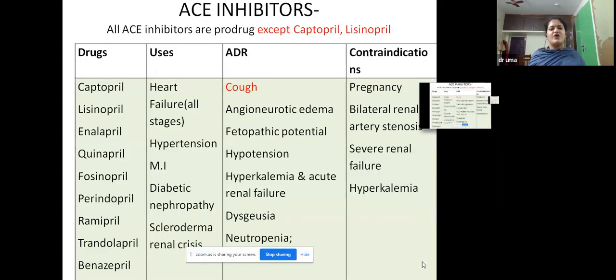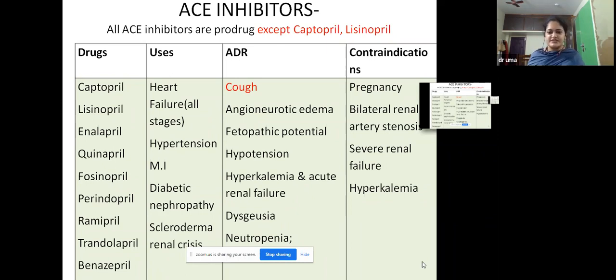And ACE inhibitors: all ACE inhibitors are prodrugs except captopril and lisinopril, CL. These drugs end with pril. They are used in heart failure, hypertension, myocardial infarction, diabetic nephropathy, and scleroderma renal crisis. The main adverse effect is cough as a side effect. Angioneurotic edema occurs because of the raised bradykinin levels. Icatibant, a bradykinin antagonist, is used for this condition, angioneurotic edema, and ACE inhibitors are also teratogenic.